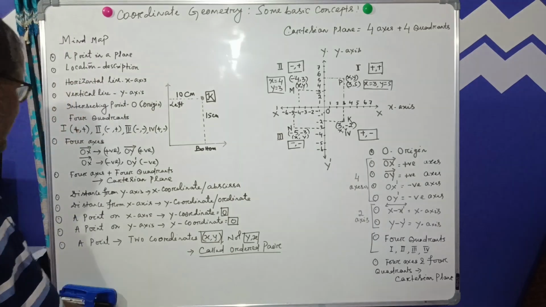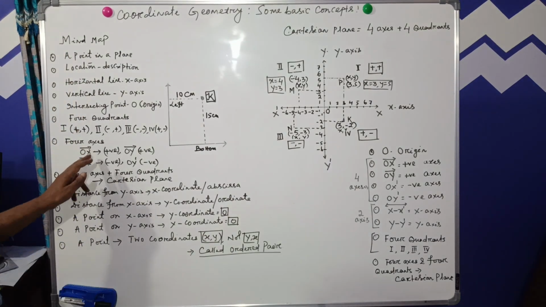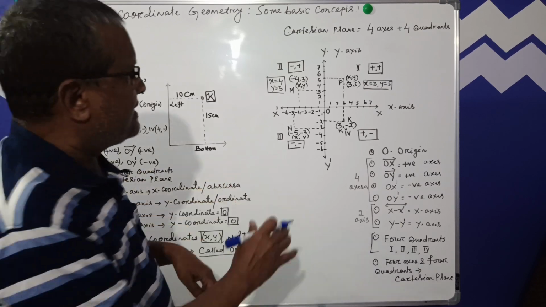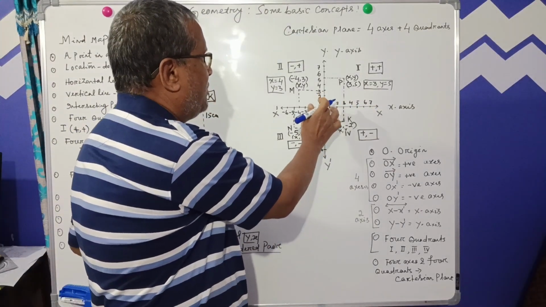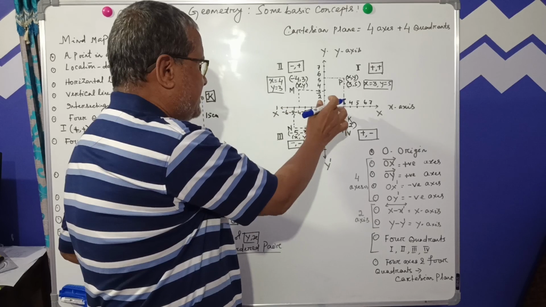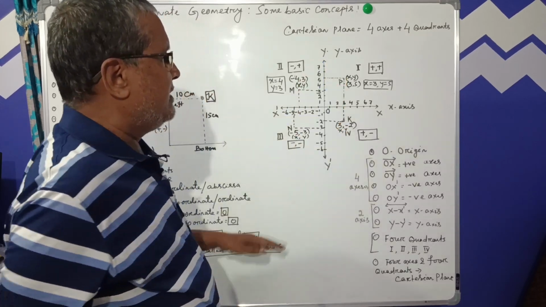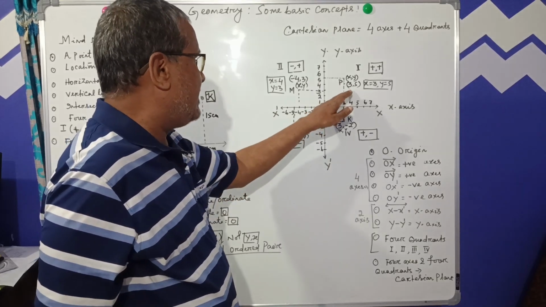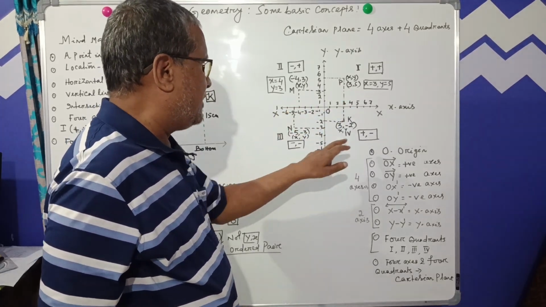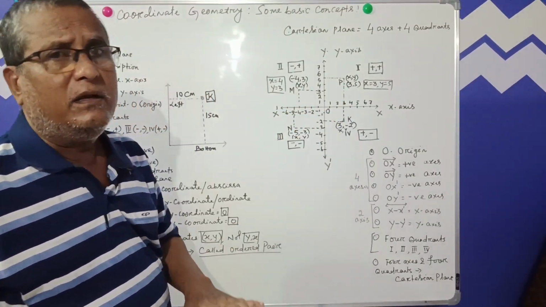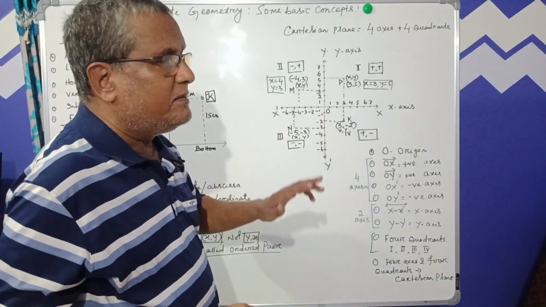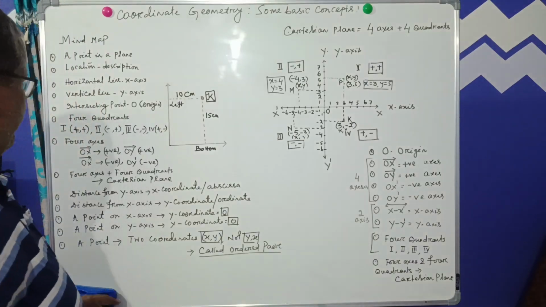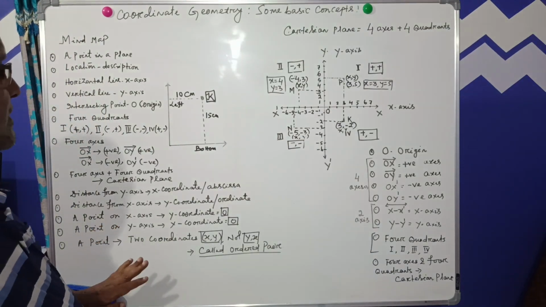Now come to the 4 axes, which we have already discussed: OX, OY, OX dash, and OY dash, and the 4 quadrants: quadrant 1, quadrant 2, quadrant 3, and quadrant 4. Together with the origin, they constitute the plane that is called the Cartesian plane.